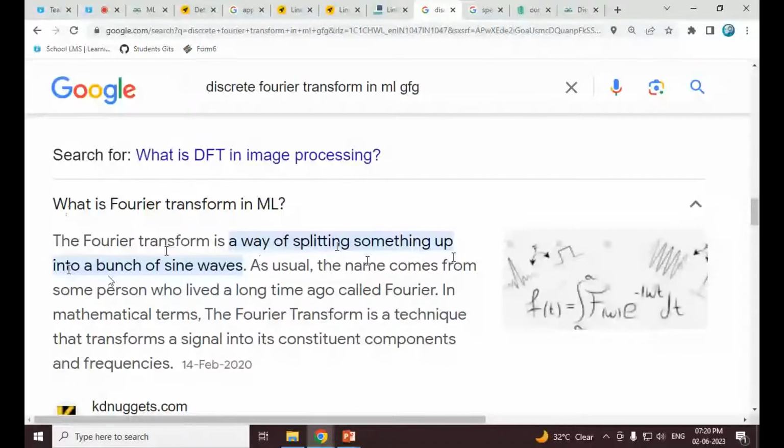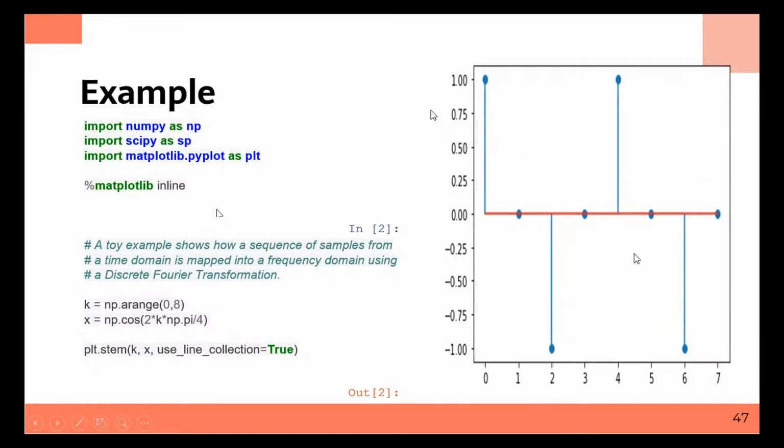We can do an example of that and produce such a graph, a plot, with the help of matplotlib and SciPy. With that we'll have cos and NumPy available, and we have arange also, that is np.arange, 0 to 8; you read it as arange. The time example shows how a sequence of samples from the time domain is mapped into the frequency domain using a discrete Fourier transform.